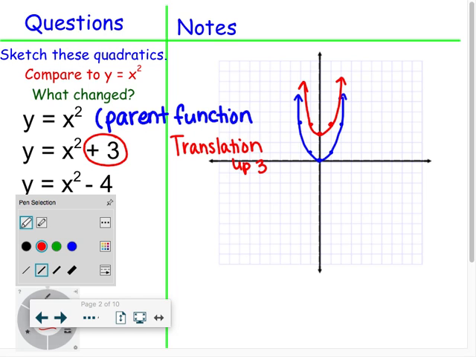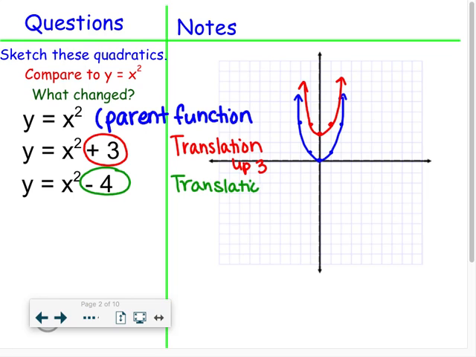The next one, similarly, the minus 4 slides it down 4. So this is a translation, down 4. So take my vertex, slide it down 4. Take my other coordinates, slide them down 4. Draw my graph. So it's the same size, same shape, just down 4 from the original. So these are translations where you're sliding up or down.